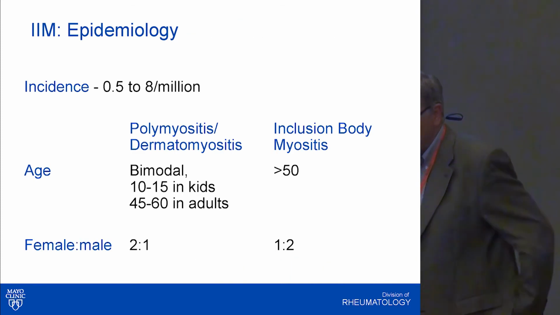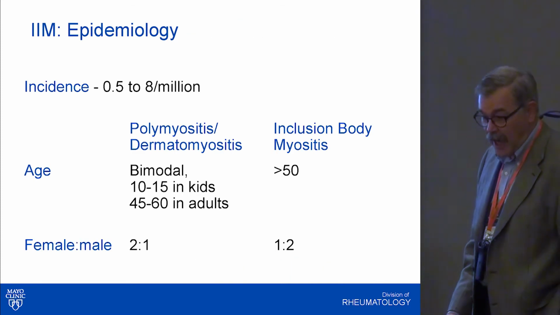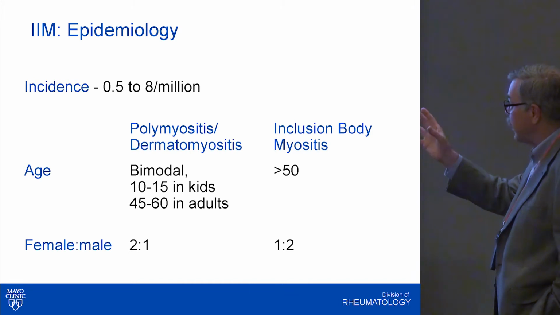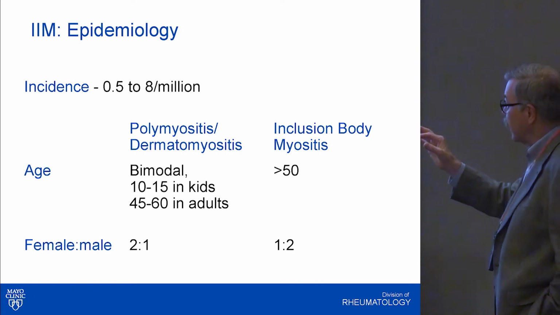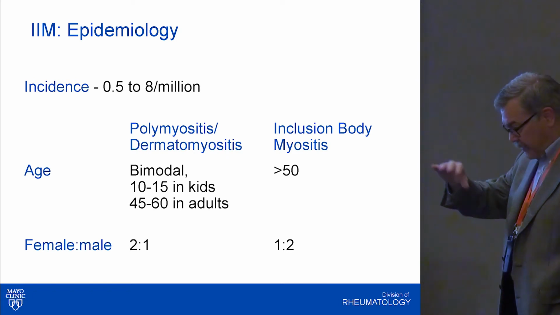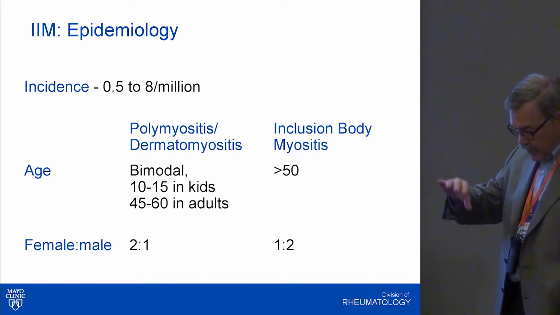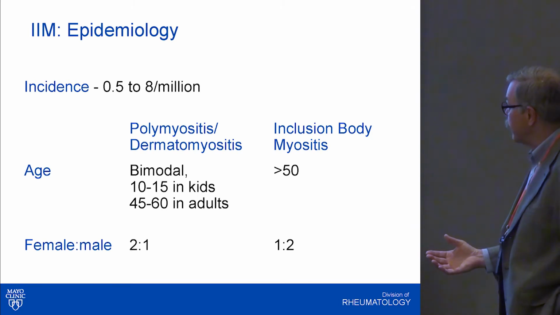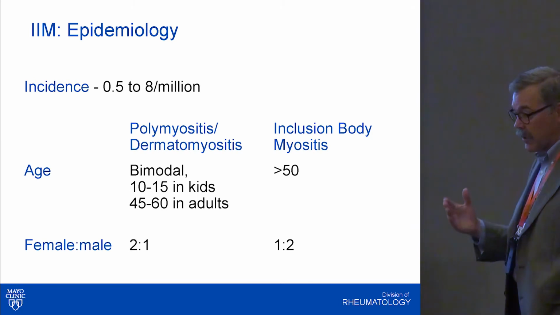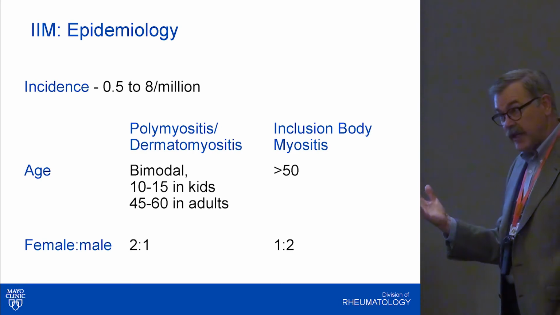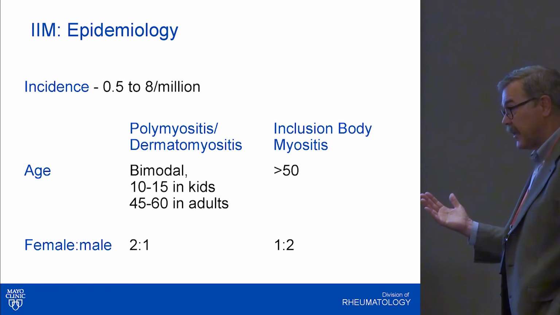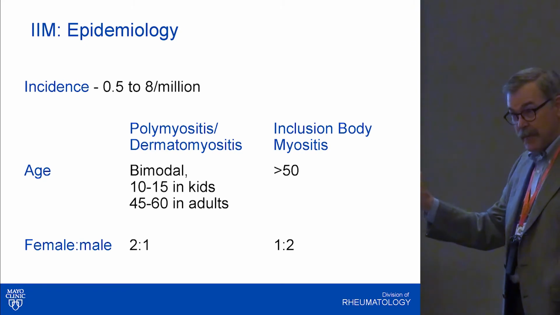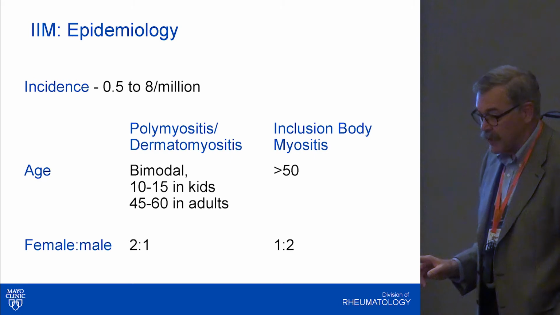So very quickly about epidemiology, these are uncommon disorders. This older estimate is about 0.5 to 8 per million. Age-wise, polymyositis and dermatomyositis have two peaks. There's the childhood forms, and then there's a second peak in adulthood. Inclusion body myositis typically occurs in people over 50, and indeed in patients over the age of 50 with myositis, IBM, if you're asked to make a bet, what is it? Pick IBM because it's most likely over the age of 50.